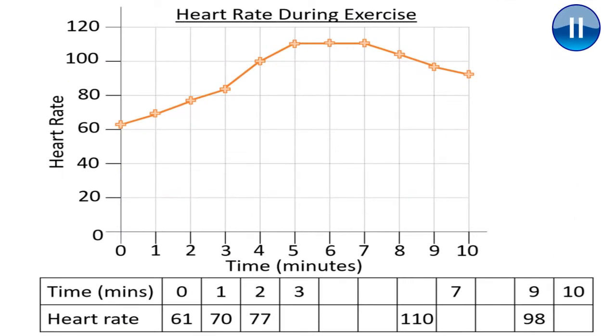Here we have a line graph showing data collected that shows the heart rate during exercise. On the left we have the heart rate going up in 20s from 0 to 120. At the bottom we have the time in minutes going up in 1 minute intervals from 0 to 10 minutes. Can you use this line graph to complete the chart below? Think carefully. The time in minutes and the heart rate it matches. Good luck!